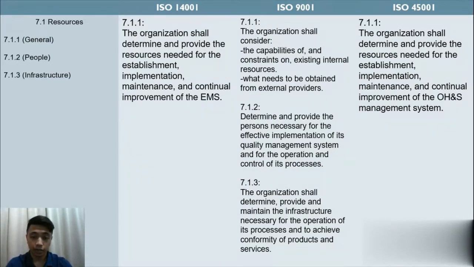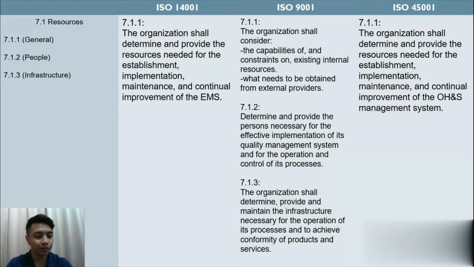As per ISO 9001, 7.1.2 is about people. The organization shall determine and provide the persons necessary for the effective implementation of its quality management system and for the operation and control of its processes, which means the organization must provide their workers with the necessary things to optimize their implementation of the management system. And then 7.1.3 is about infrastructure: the organization shall determine, provide, and maintain the infrastructure necessary for the operation of its processes and to achieve conformity of products and services.